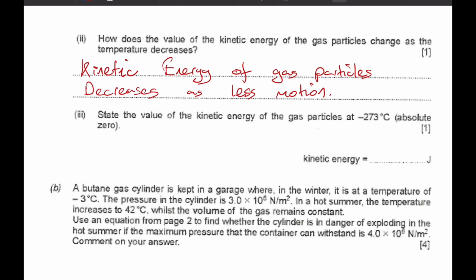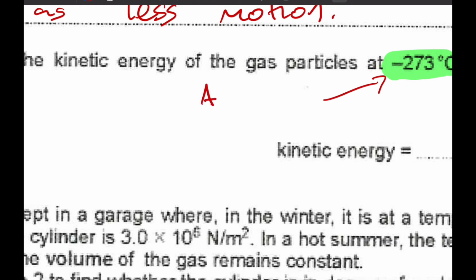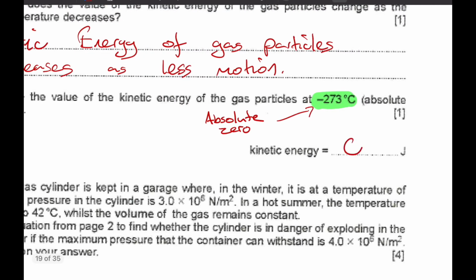The next part of the question is checking your understanding of what absolute zero is. So you should know that at minus 273 degrees C, that is absolute zero. And you should know that there is no energy available at absolute zero. The particles are stationary, they are not moving, so the kinetic energy is 0 joules.